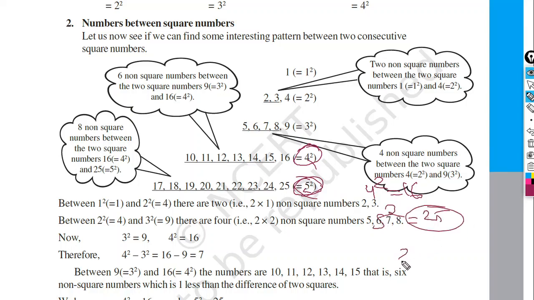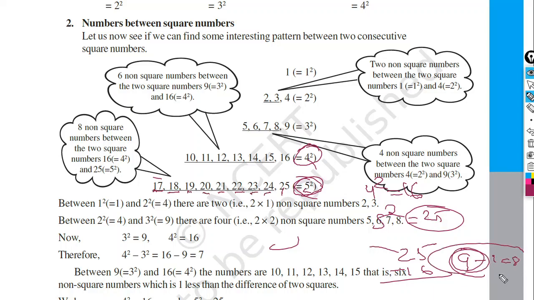Now what we will do? 25 minus 16 equals what? 9. But here one of the numbers is involved in between. 25 minus 16 is 9. We see how many numbers are there: 1, 2, 3, 4, 5, 6, 7, 8. 8 numbers. That means the count is 9 minus 1, equal to 8.